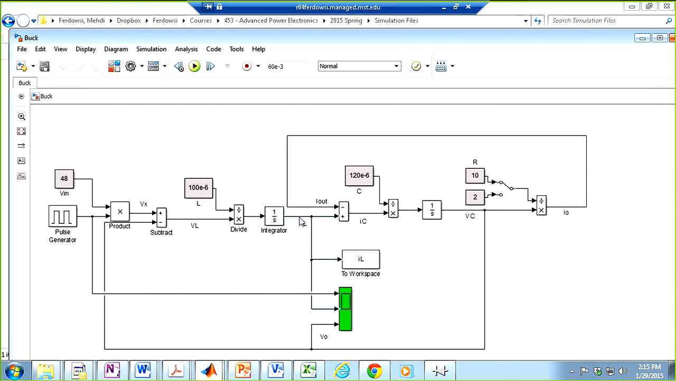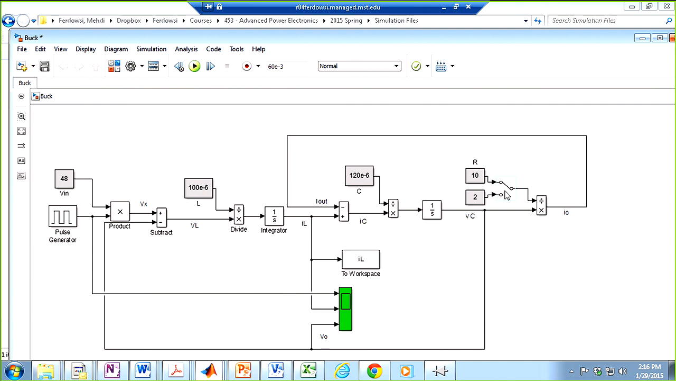So this is my inductor current. Subtraction from I out gives me the capacitor current, division by the value of the cap, 120 microfarads. And then integration gives me the output voltage, and then division by the load resistance. And I have two values for the load resistance. And I have a manual switch over here. While the simulation is running, I can actually switch from one number to the other in case you're curious about the transient behavior of the system.